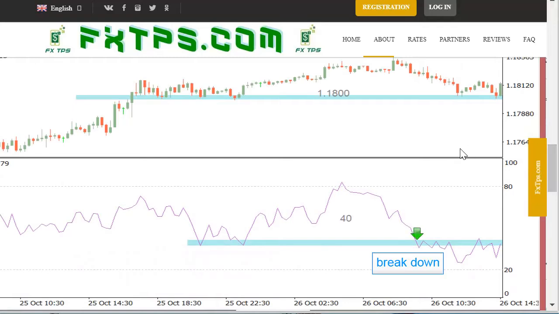The MFI breaks down support at 40 and moves lower while Euro USD is above the support level. The ability to remain below support established 40 as a new resistance level. There are multiple touches of this level; the MFI touches this level but broken support at 40 acted as new resistance, and it is a first warning signal of a potential price reversal.